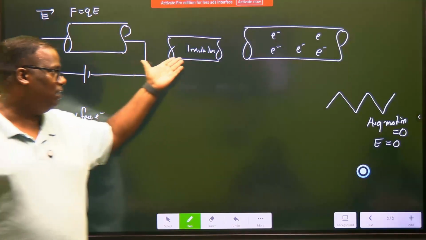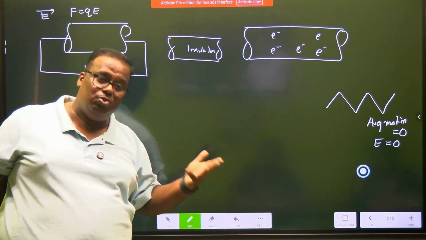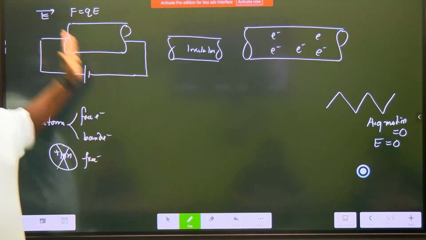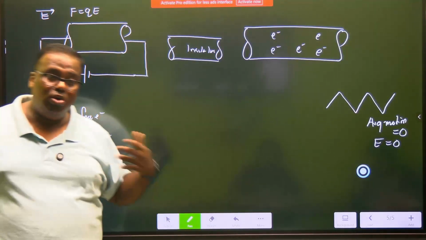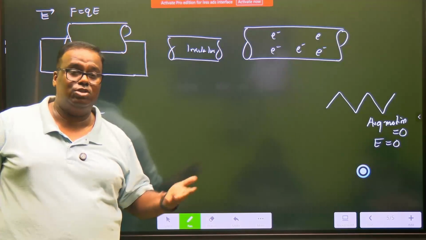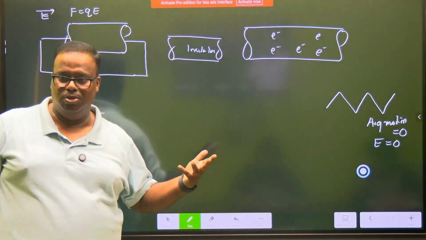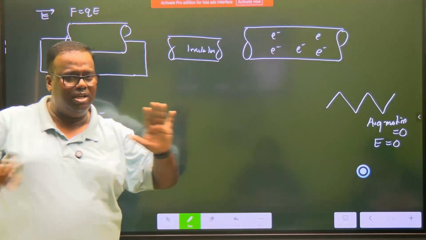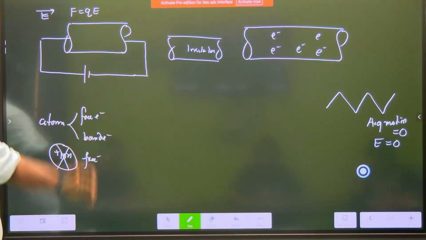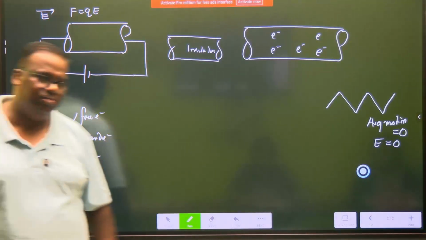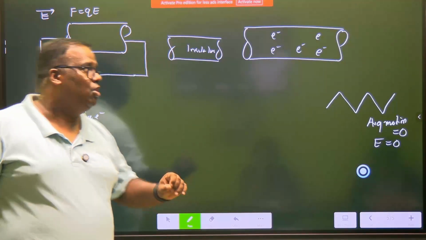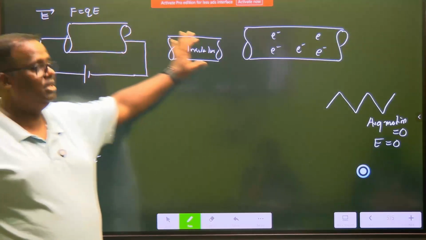But this bad luck fellow does not have a Q at all. So even if you apply E, force is not being felt, because to feel the force, there has to be a Q. Does this now clarify why a conductor conducts and an insulator does not conduct? Is this understood? First thing we should know: why does a conductor conduct? Why does an insulator not conduct?